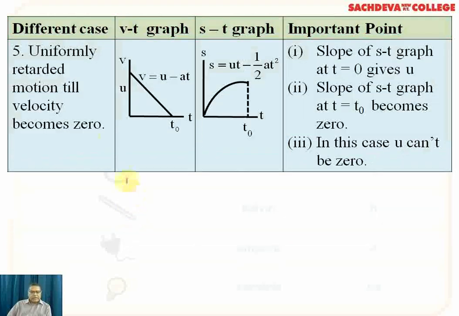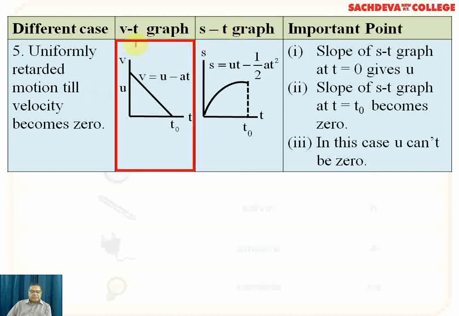Now, next one is Vt graph and St graph, that is uniformly retarded motion till velocity becomes 0. When we speak retardation, the body is already moving and we have applied the force in the opposite direction. The moment we apply the force in the opposite direction, the velocity of the body will begin to reduce. We will say that the body is undergoing retardation.